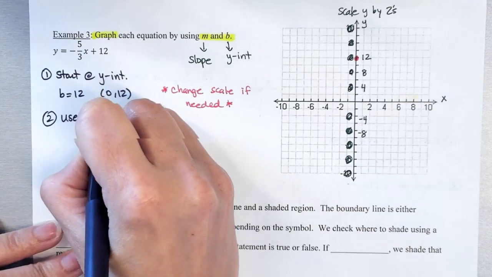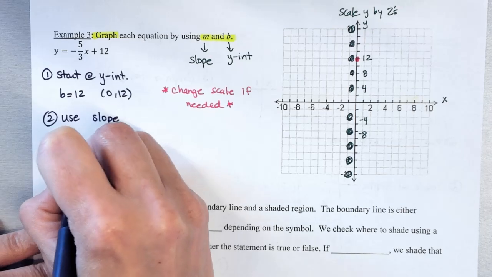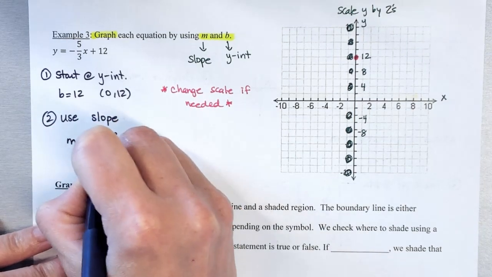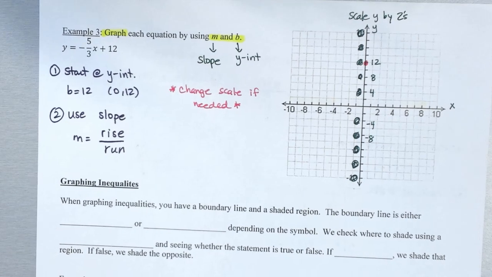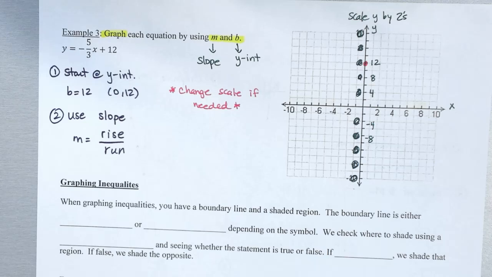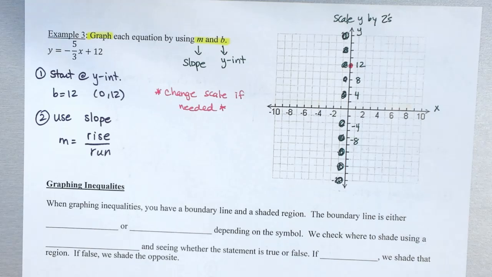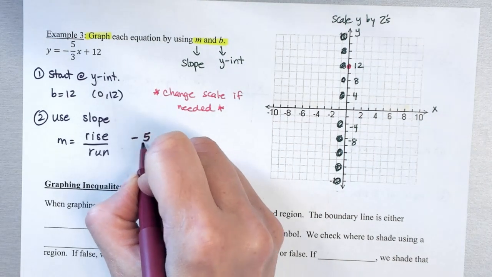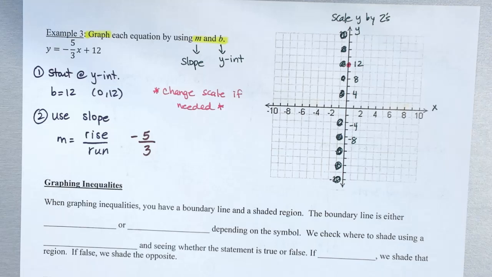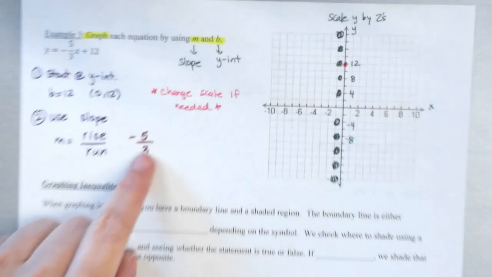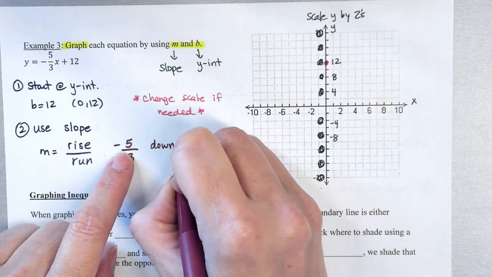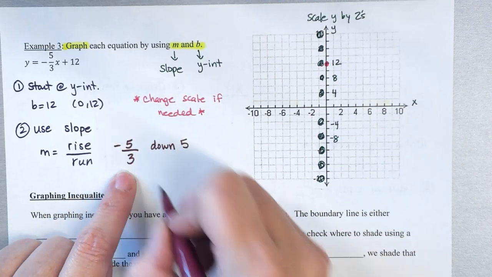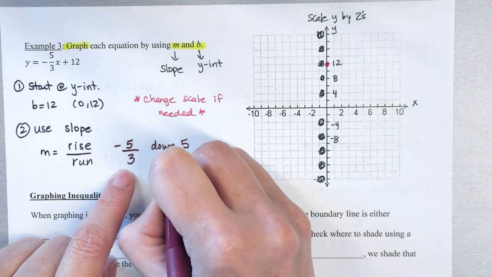When you're using the slope, you have to remember that your slope is the rise over the run. So in this case, our slope is negative 5/3. When you have a negative, you can apply it to either the numerator or the denominator. I always apply mine to the numerator because I think that's easier to just have that process. So if you have a negative and it's on the rise, that means you're going down. If it was positive, you would go up. So this means you go down 5, and then the bottom is right 3.